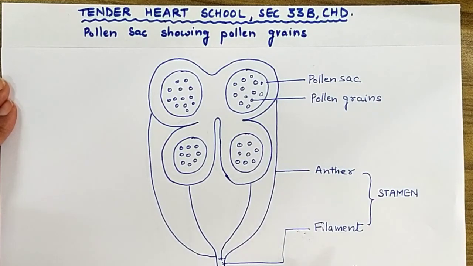So this is how you have to draw the diagram of pollen sac showing the pollen grains.